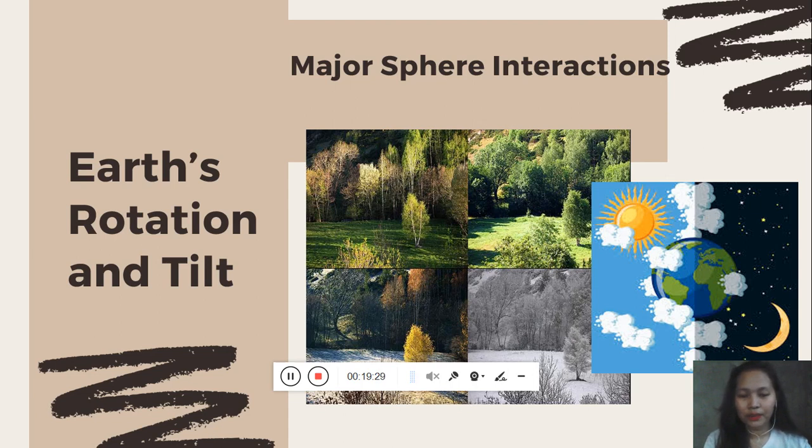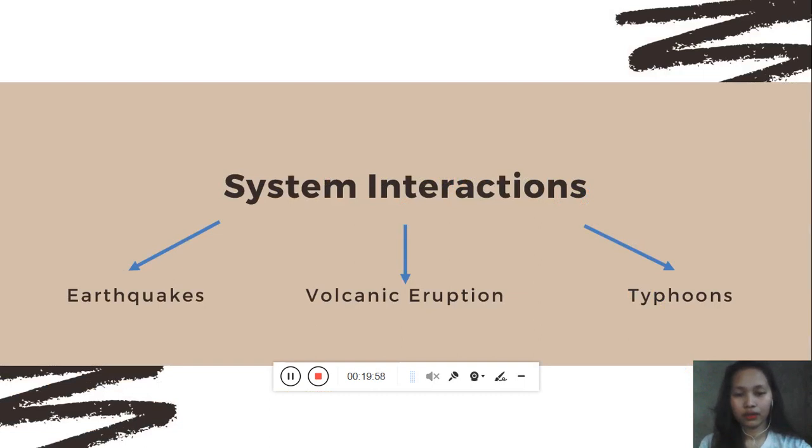So those major sphere interactions presented are parts of the whole system of our planet. So now let's try to look into a smaller picture and investigate some events that are happening nowadays in order to know how the spheres are connected to each other and what the effects of such are. Let's distinguish how each event affects the other spheres. So we have the earthquakes, volcanic eruption, and typhoons.